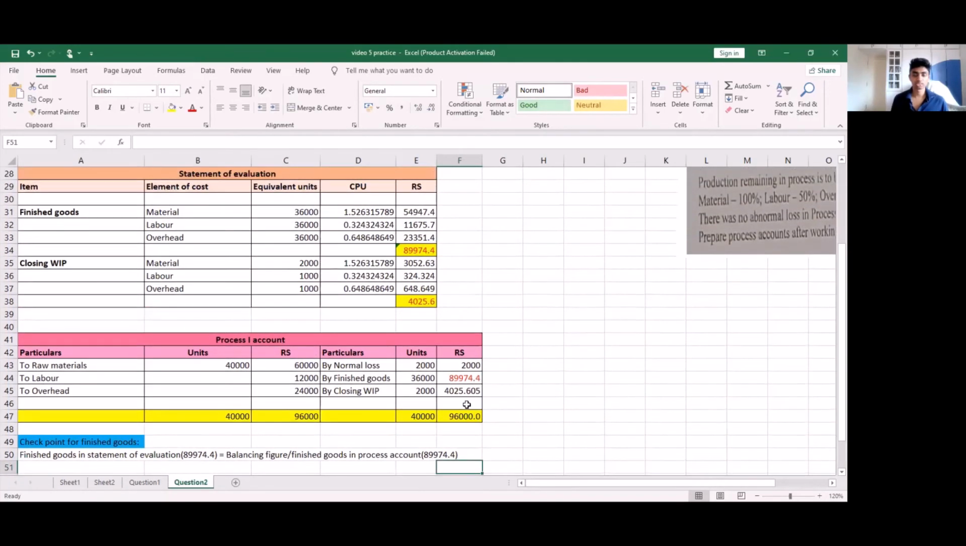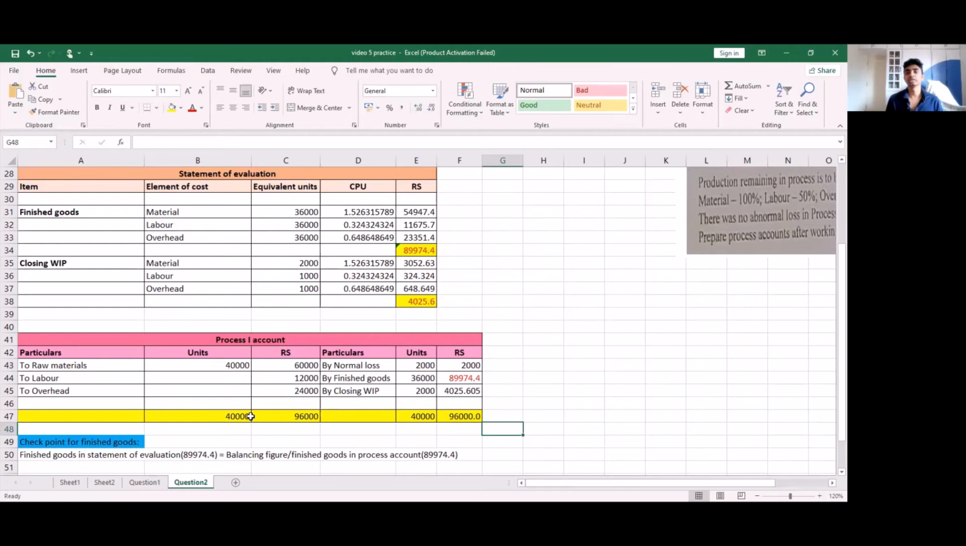So if you notice, the amount in our statement of evaluation for finished goods is 89,974.4, which is the same in our process account as well, 89,974.4. Since these two amounts match, what we have done is correct. So with this, we are done with our process 1.